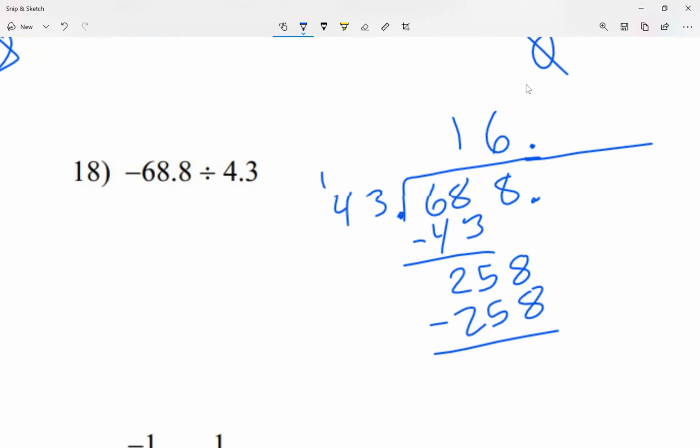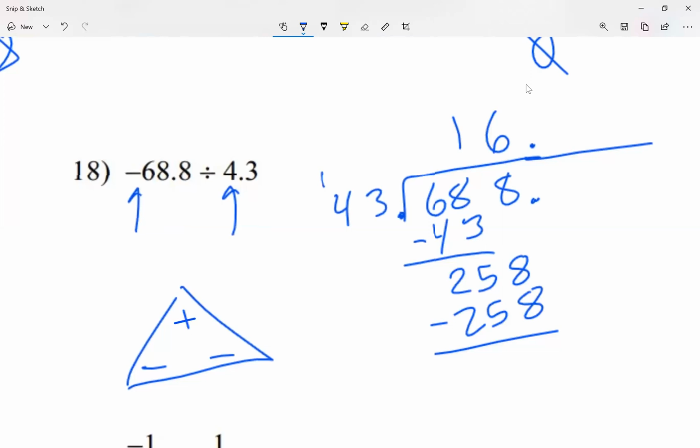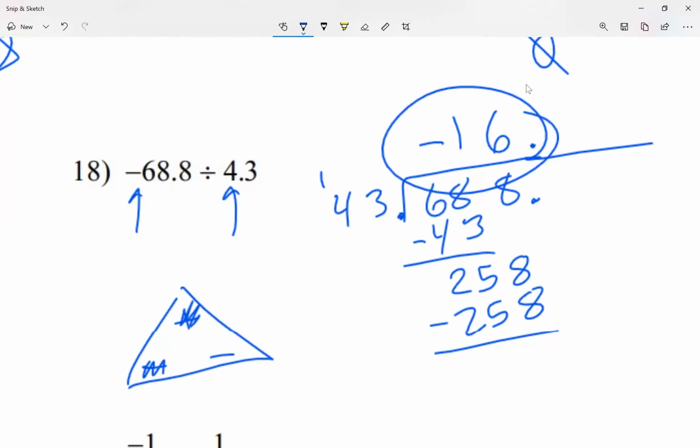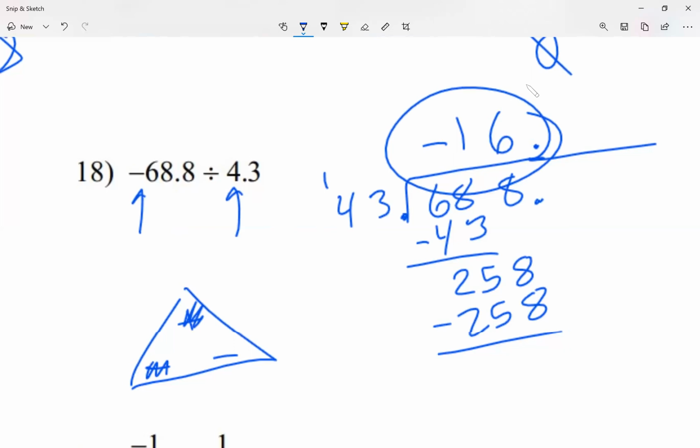Now, let me take a look at the signs. One of them is negative, one of them is positive. So I do my little triangle here. 2 negatives and a positive. I cancel a negative sign. I cancel a positive sign. So my answer will be negative. In this case, negative 16. All right, that was nice. That was easy.